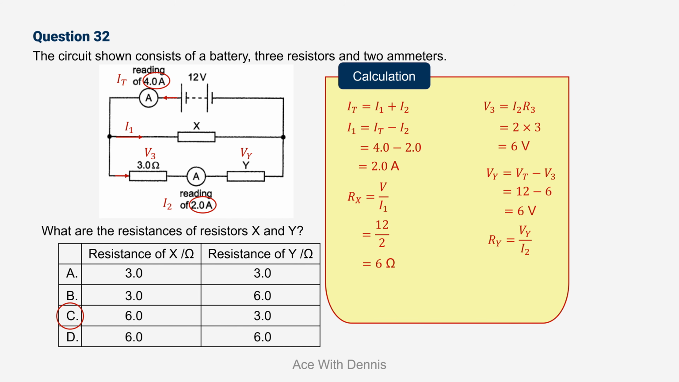Now, to calculate the resistance of resistor Y, Ry, we apply Ohm's law, V equals IR. Hence, Ry will be Vy over I2. So, Vy is 6 volts, I2 is 2 amps, so 6 divided by 2 will get 3 ohms. Hence, the answer is C, 6.0 ohms for resistance of X and 3.0 ohms for resistance of Y.